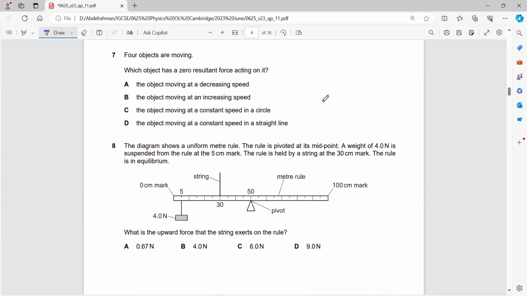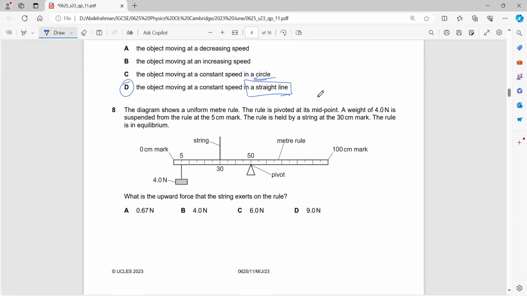Four objects are moving. Which object has a zero resultant force? It has to be moving with a constant speed in a straight line. If it's moving in a circle, this would cause something called a centripetal force or centripetal acceleration. You are not really required to know this. But you need to know that an object that is moving at a constant speed in a straight line would have a zero resultant force acting on it.